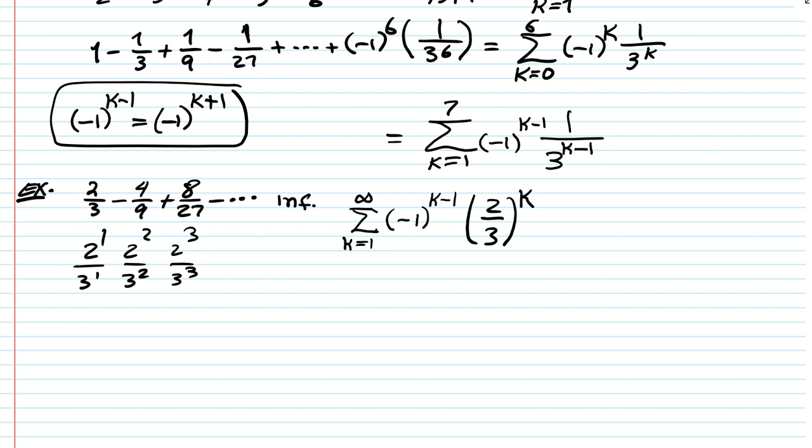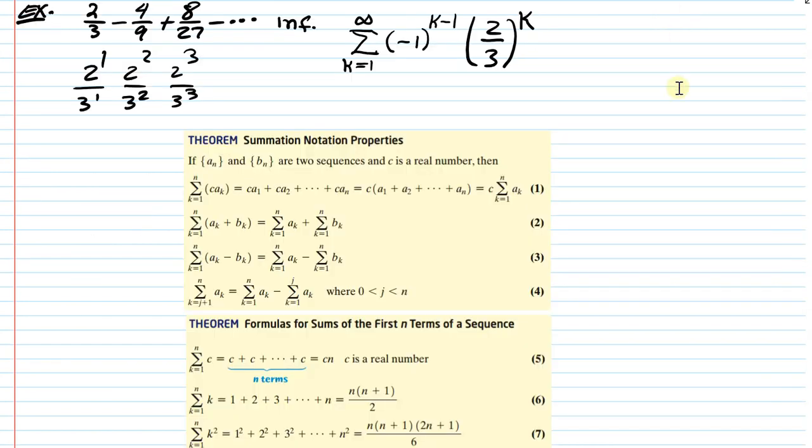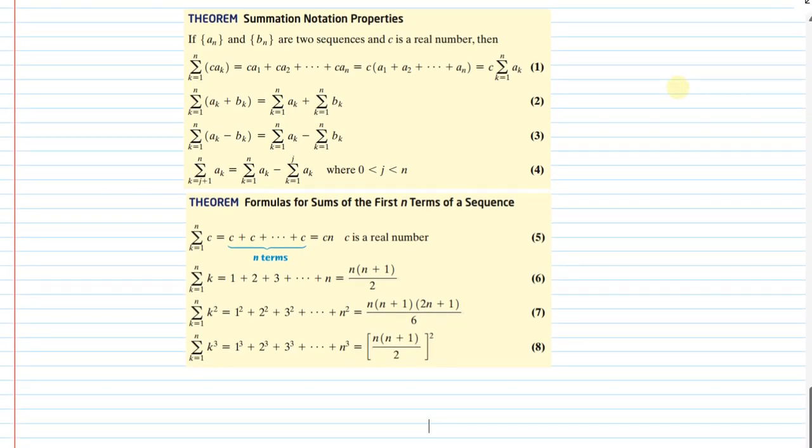Now, there are some properties of sigmas that we're going to look at, and some special series actually have a closed form where we can find the sum of the series. So that's what I'm going to do. I'm just going to copy these formulas now for you, and then we'll talk about them. And here we are. So we have these 8 formulas in this section that we're going to go over.